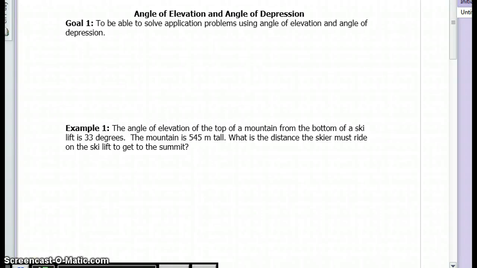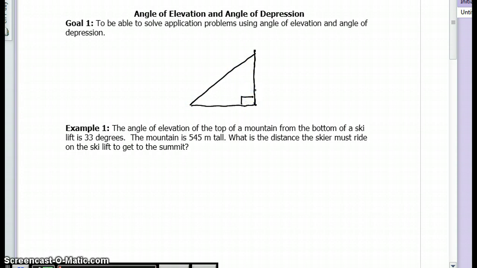Alright, today's notes are on angle of elevation and angle of depression. The first goal is to be able to solve application problems using angle of elevation and angle of depression. I'm going to draw a right triangle here, and so we can define what these two things are. So right here is my right angle.